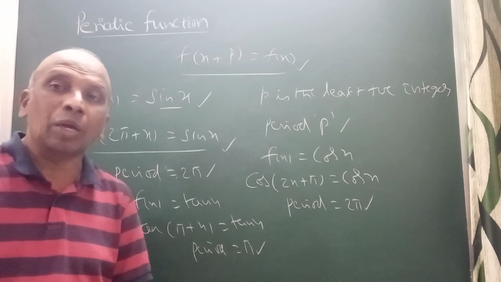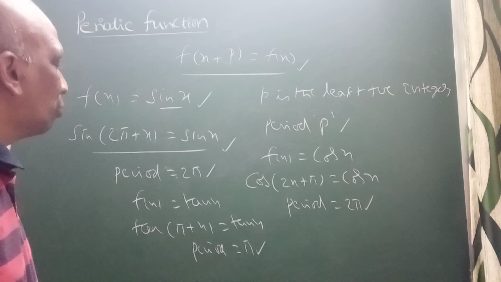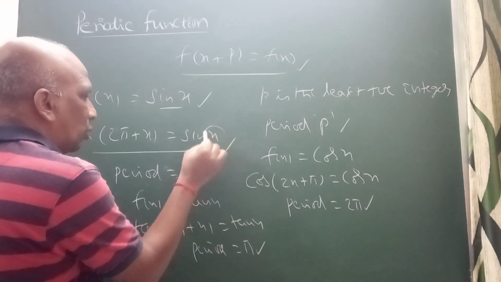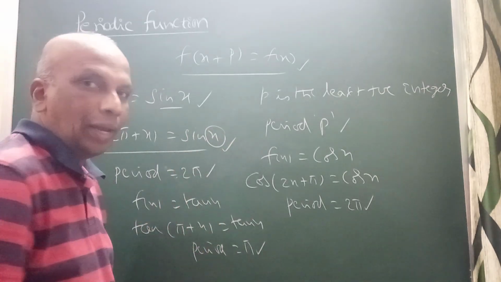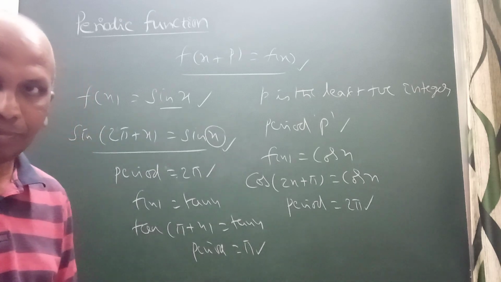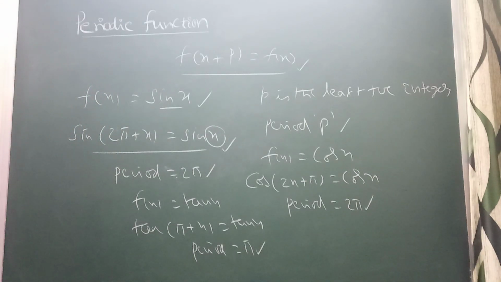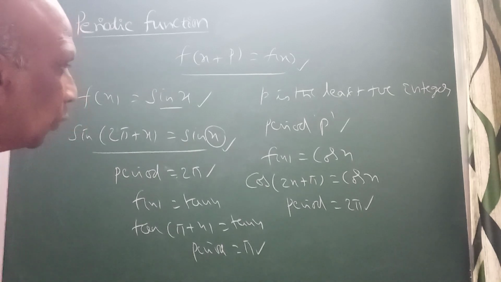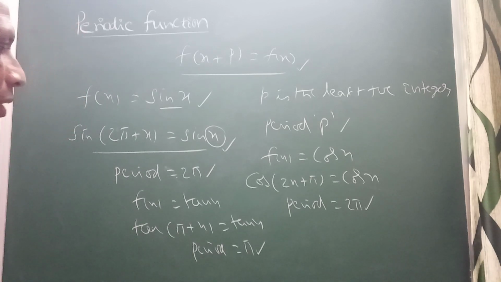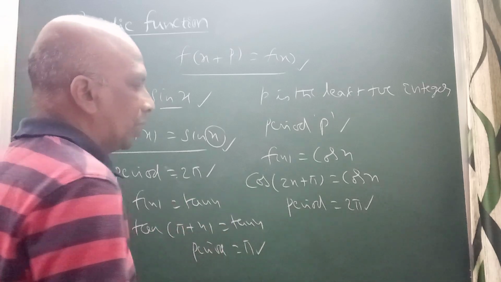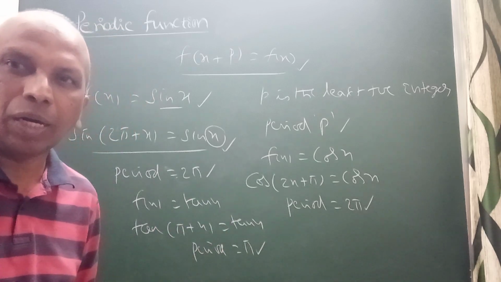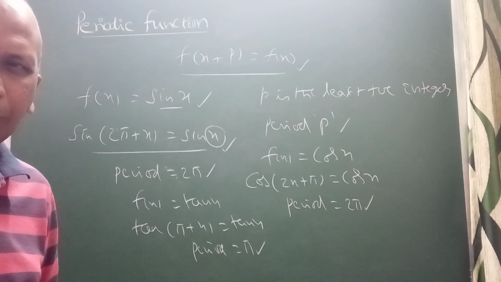Now, you can observe when you are finding the period, suppose you make any changes here, for example you write root x or x square, that function is not periodic. For example, the functions sin root x or cos root x. I will explain that now.